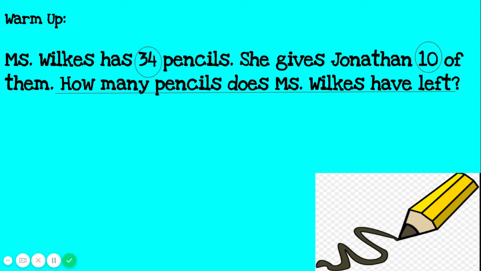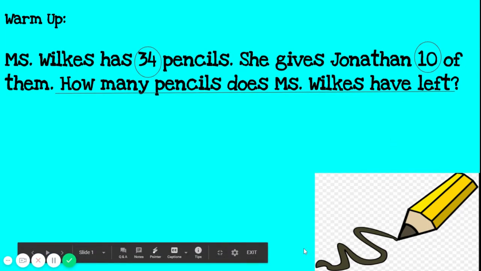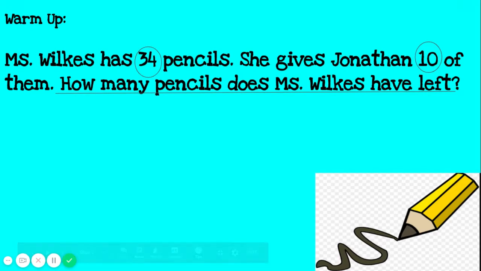Now I have to think of a strategy that I can use to solve this problem. There are lots of strategies that we have learned. We have learned different types of strategies. We could draw a model. We could do a number line. We could do tens and ones. So that's what we're going to do today. We're going to do tens and ones. Miss Wilkes has 34 pencils. I'm going to draw 34 using tens and ones. That means I'm going to have 3 tens and 4 ones.